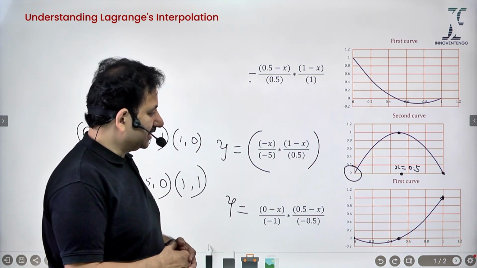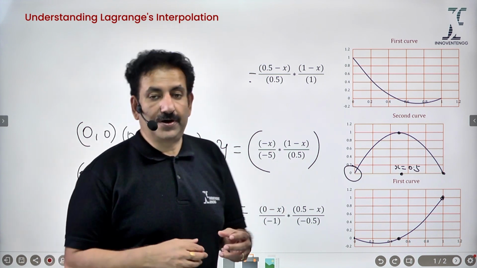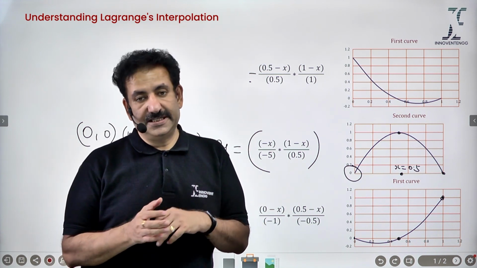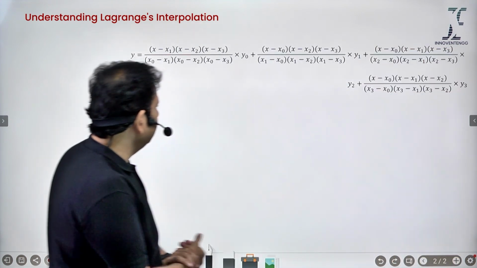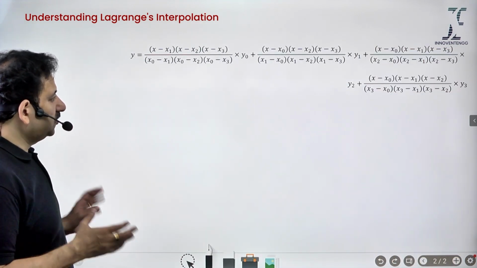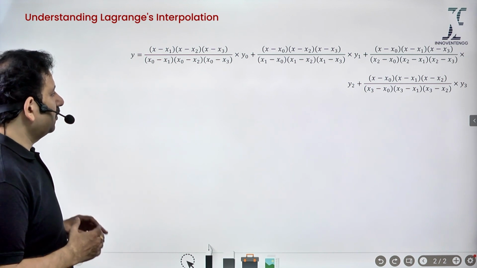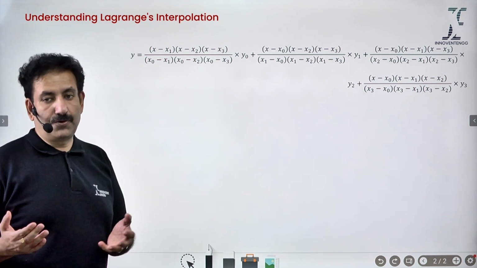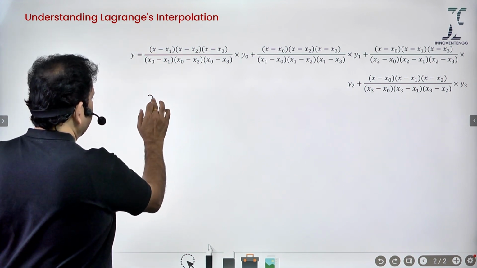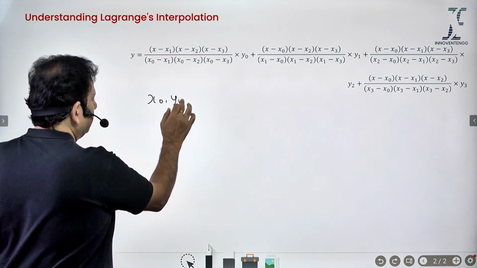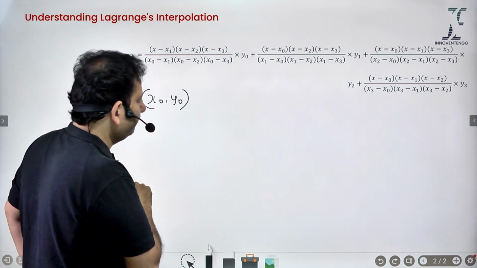Okay, so let's try and implement it for some of the typical university problems. Before we do that, let's look at what exactly the formula is. In most university problems, you would not get more than 4 points. For example, here you can see that you have x naught comma y naught. Understand the formula very carefully here.